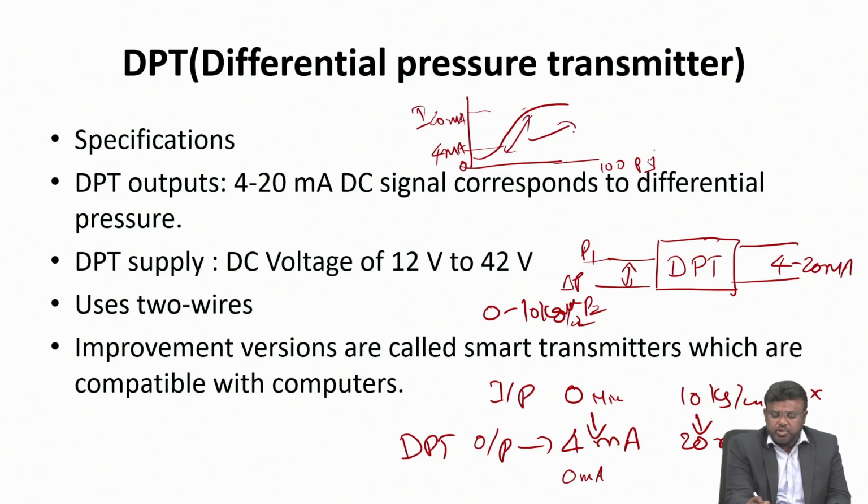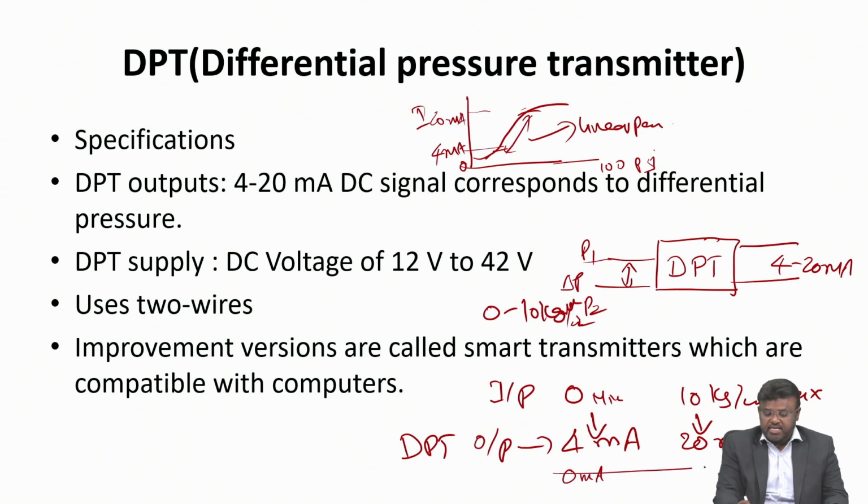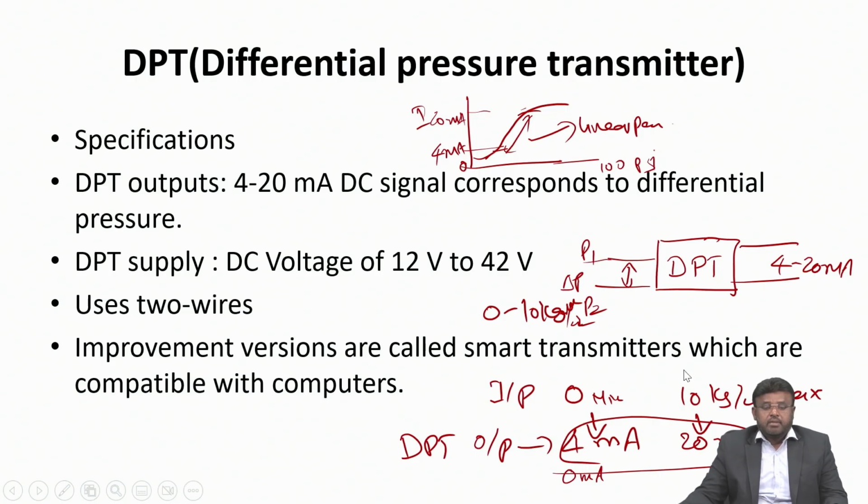This is the linear portion. So in these characteristics, the linearity is obtained from 4 to 20 milliamperes, which is the reason for choosing this for minimum and maximum values. However, the DPT needs a DC voltage supply, 12 volts to 42 volts.